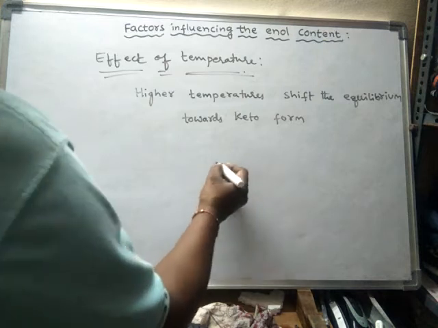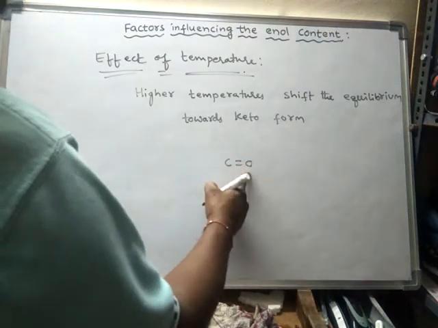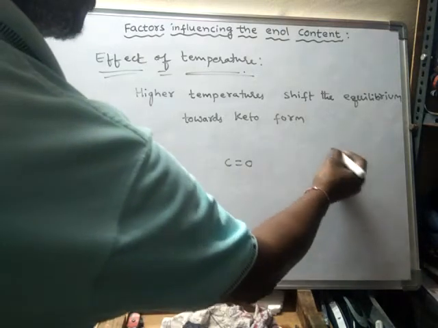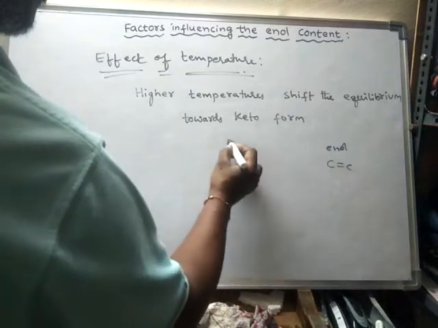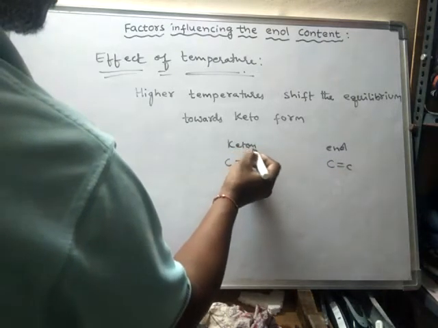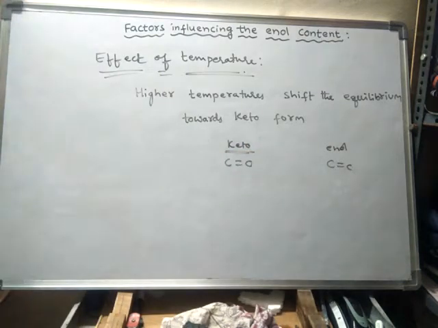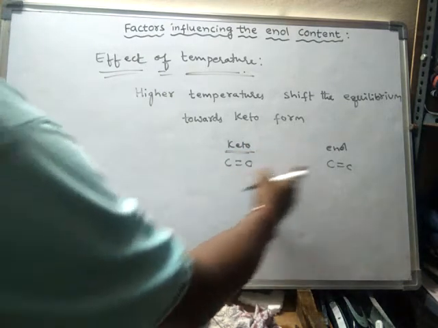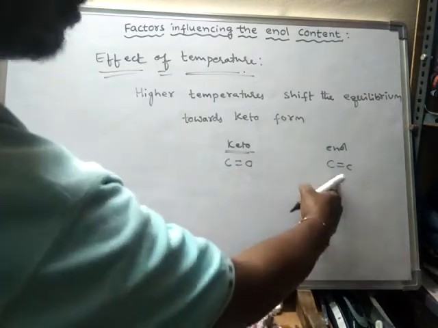Because in the keto form, the double bond is between carbon and oxygen, whereas in the enol form, the double bond is between carbon and carbon. So the C=O bond is stronger, and the C=C bond is somewhat less strong when compared to it.